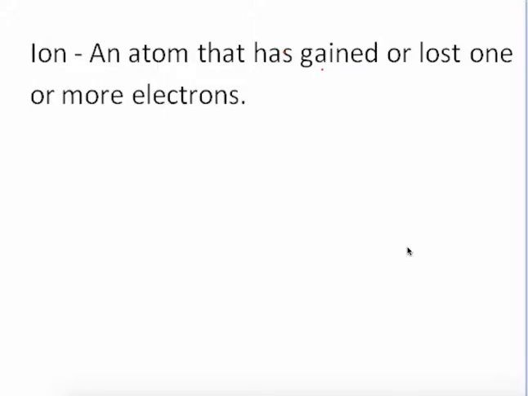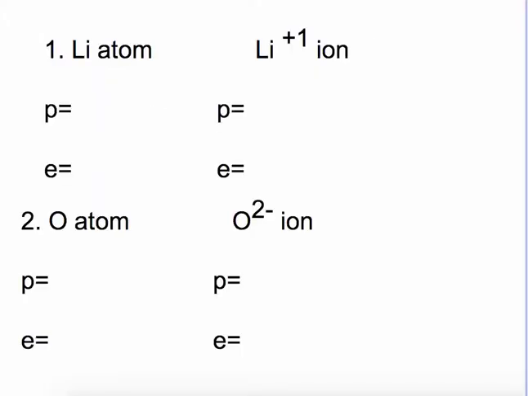Okay, this video is about ions and how they are formed. What you will need to be able to do is to figure out the number of protons and electrons in an ion. So first of all, an ion is an atom that has gained or lost one or more electrons. So I'm going to show you how that works.